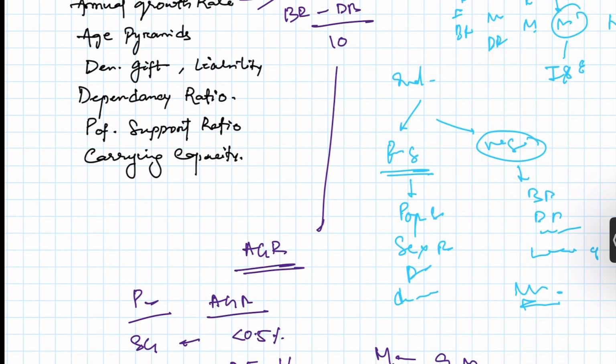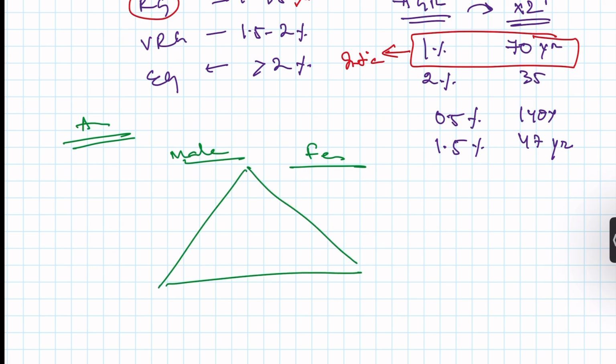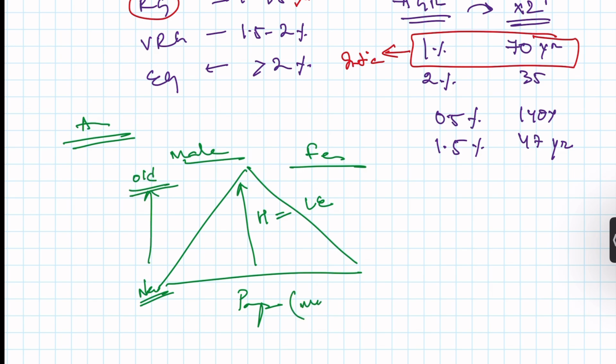Next, we have completed this. Then we will see age pyramids. In age pyramids, usually we just consider male and female, and we see both in this age pyramid. The ideal one is a triangle. Here we see the population, and this height indicates the life expectancy. Here the new generation means the younger people, and towards this side the older age people. Now the population is considered in millions.